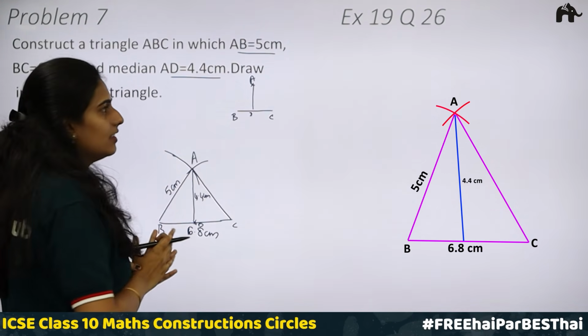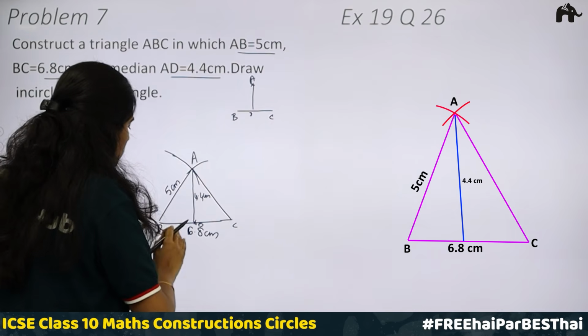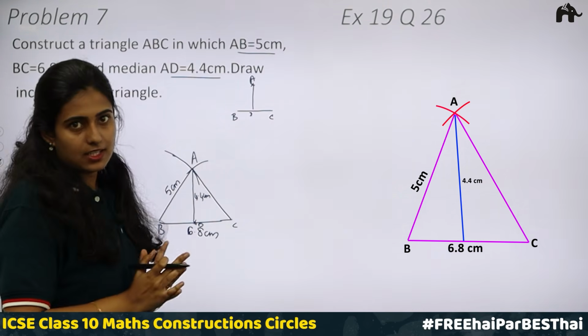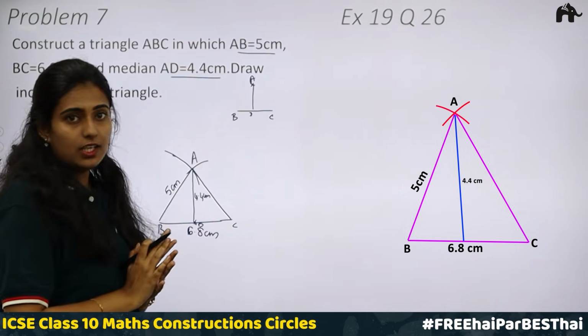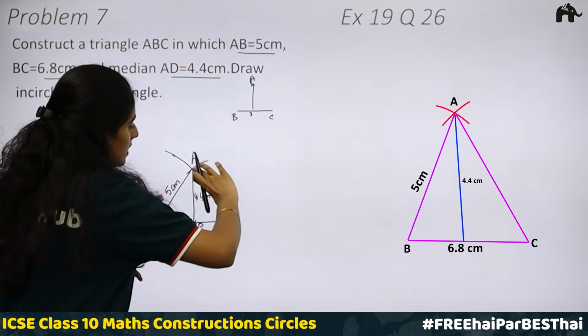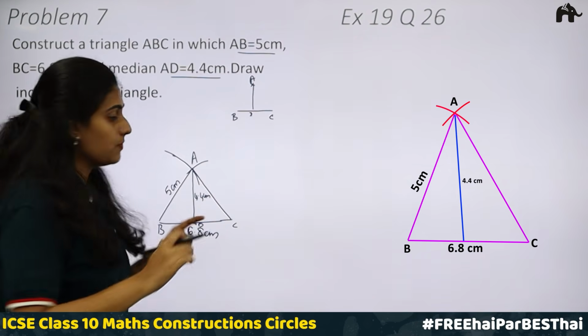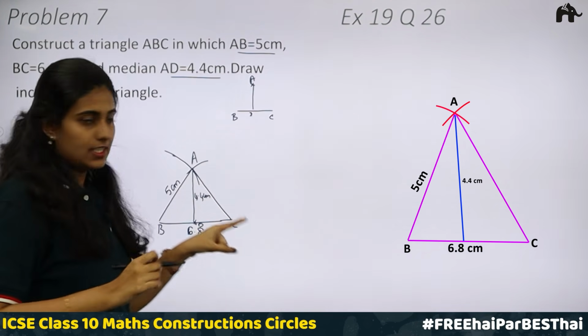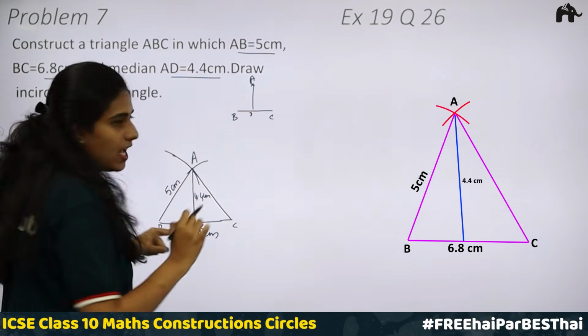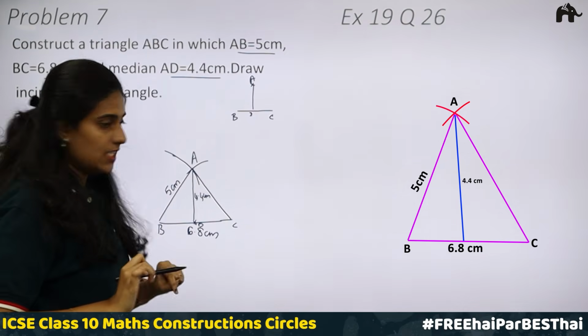How to draw incircle? For incircle, we have to bisect any two angles. For circumscribed circle, what we did? We have bisected the two sides of triangle. For incircle, the first step, we have to bisect any two angles. Here, let's consider the angles B and C. Let us bisect B first.